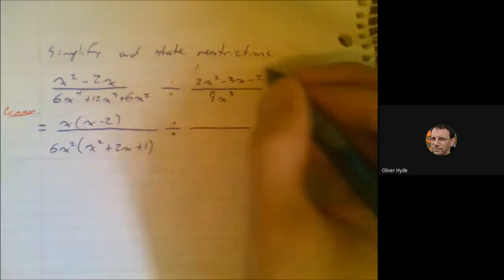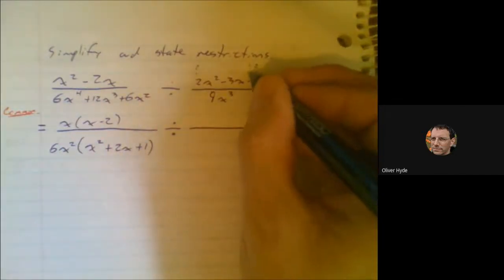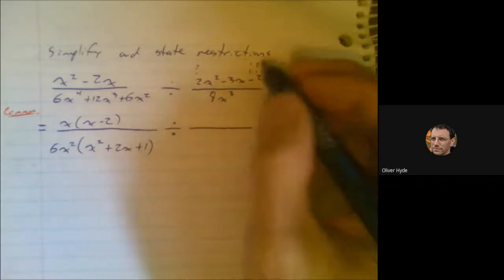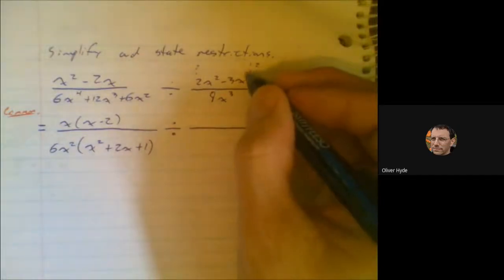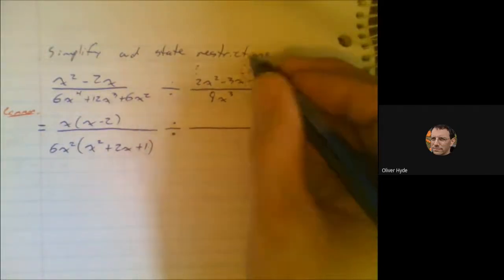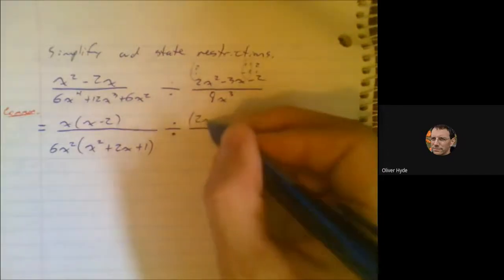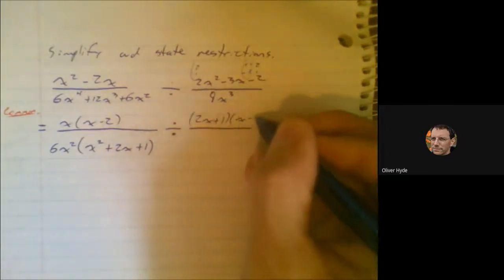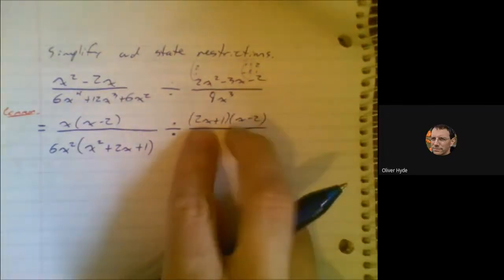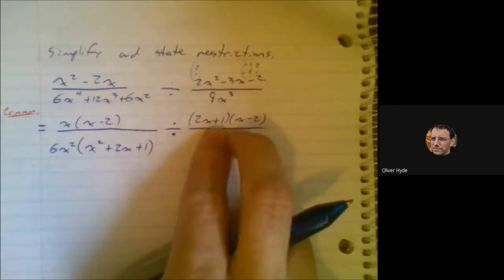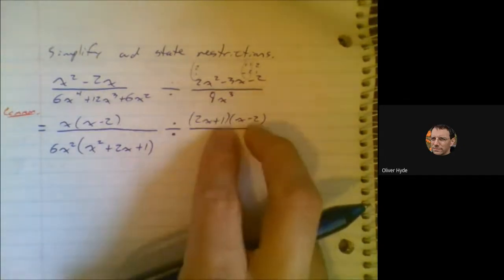Numerator, little x method going on here. Let's try 4 and 1. I want minus 4 plus 1. 2x plus 1 times x minus 2. Check that with distribution. 2x squared minus 4x plus 1x. Yeah, it's minus 3x minus 2.